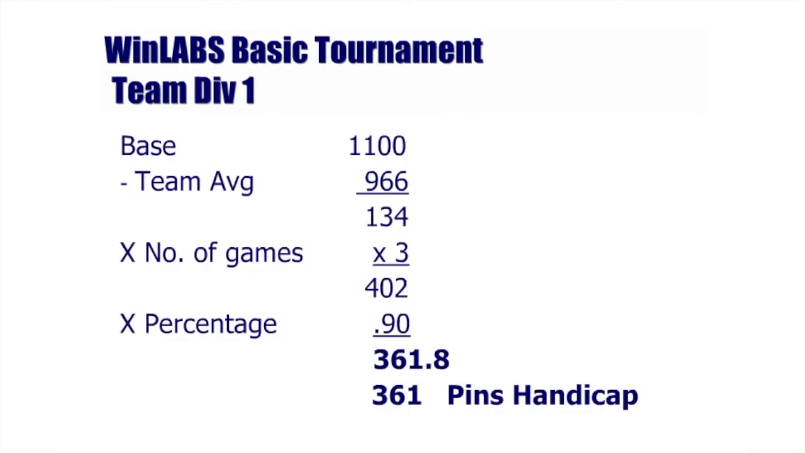In summary, a team with an average greater than 950 would be assigned to this division. The handicap will be calculated by subtracting the team average from 1100. WinLABS will then multiply the result times the number of games. It will then multiply the total by the percentage. It is at that time that the fractions are dropped. WinLABS utilizes a 3-game chart system for all handicapping methods throughout the tournament.